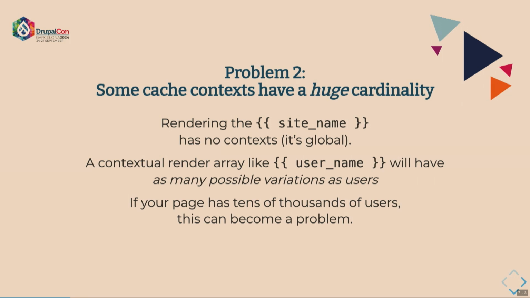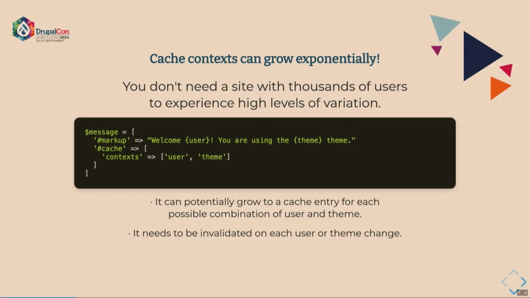If you render the site name, this is global. Okay, so when it gets stored in the cache, in the database, it's just one hit. But if you have the username, you will know that you can have as many possible variations as users. And this can become a problem, not of invalidation, but of database performance. Cache content can grow exponentially as well.